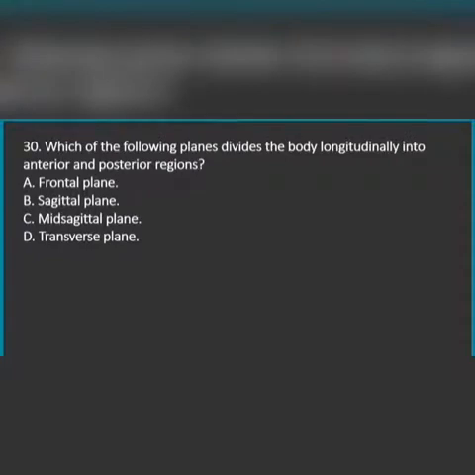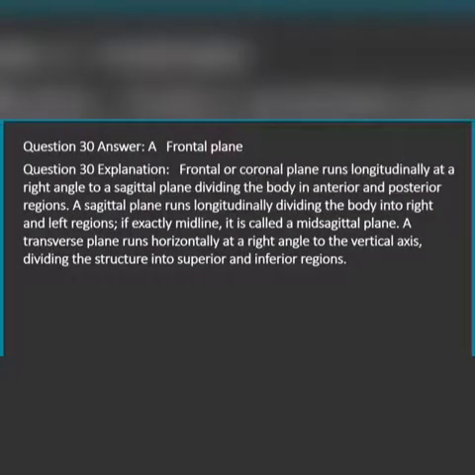Question 30. Which of the following planes divides the body longitudinally into anterior and posterior regions? A. Frontal plane. B. Sagittal plane. C. Mid-sagittal plane. D. Transverse plane. Question 30 Answer: A. Frontal plane.